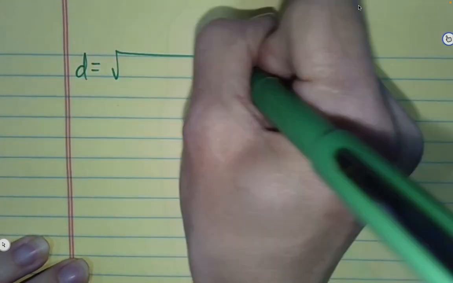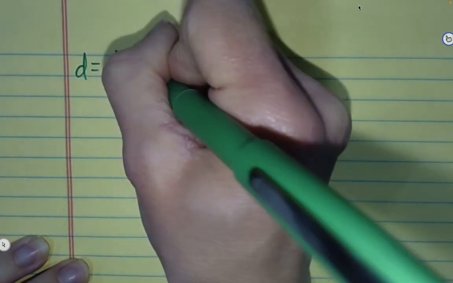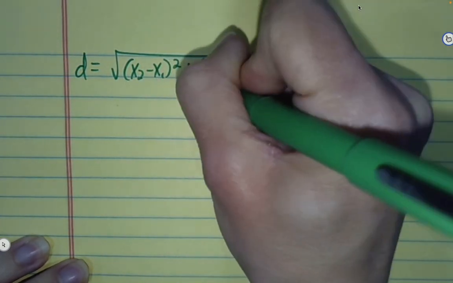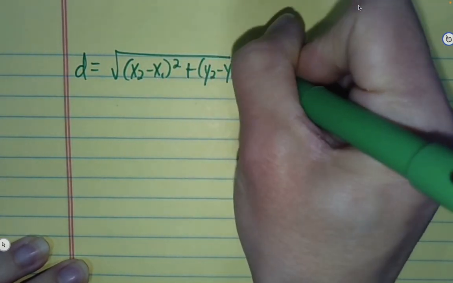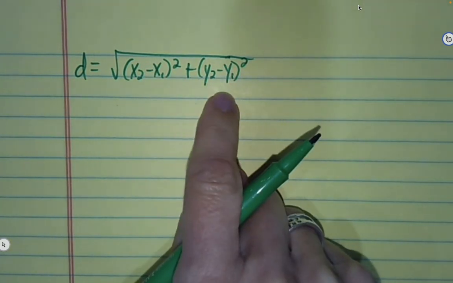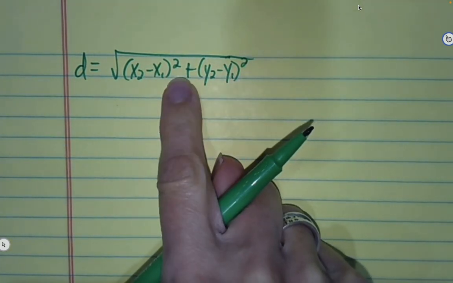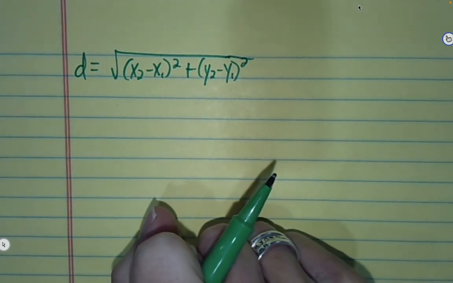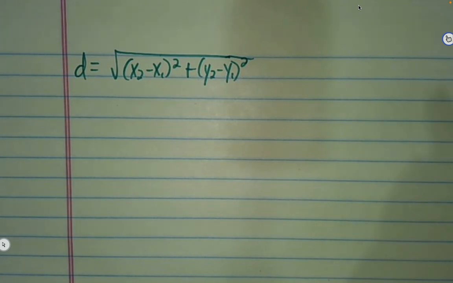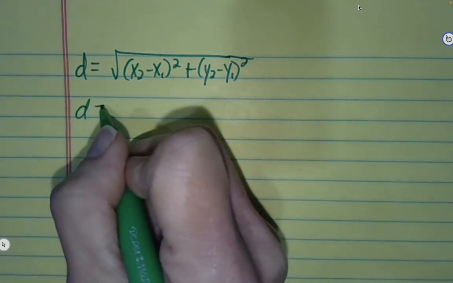D is the square root of x minus x squared plus y minus y squared. So you're subtracting your x values and squaring them, subtracting your y values and squaring them, and then adding the two numbers. Square root. So on this one, what are my y values? I mean my x values.